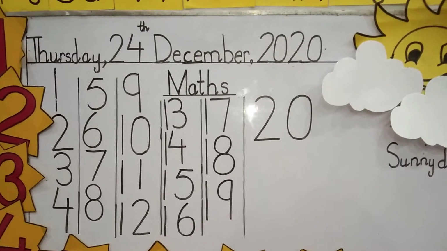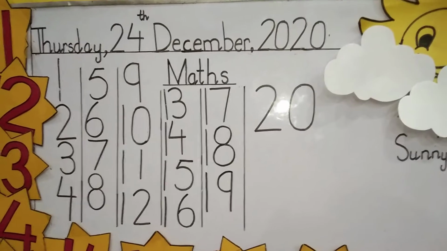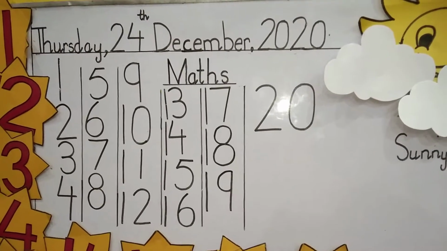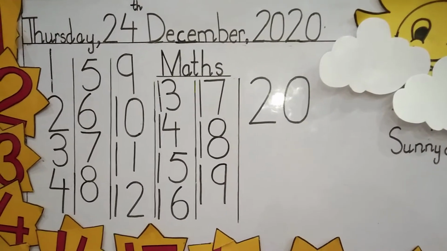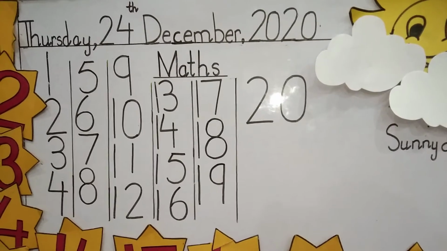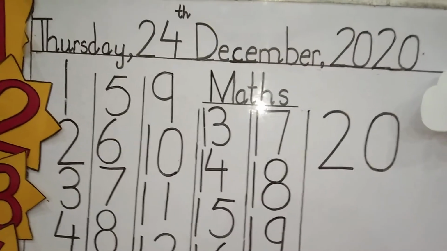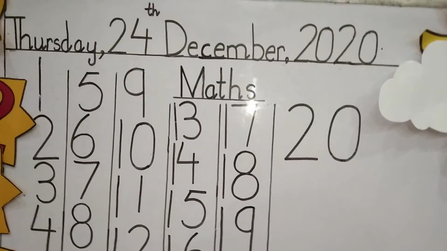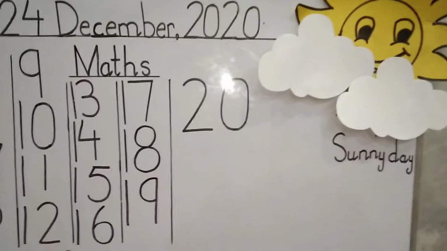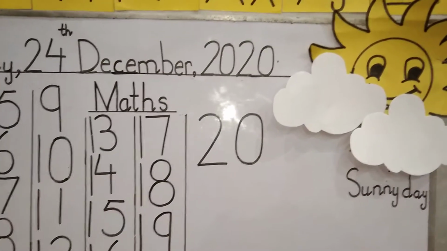Okay class, tell me, what is your day today? Firstly, tell me, how many days in a week? There are 7 days in a week. Sunday, Monday, Tuesday, Wednesday, Thursday, Friday, Saturday. And tell me, what is the day today? Today is Thursday. And which date is today? 24th of December 2020. And what is the weather like today? Sunny day. Today is a sunny day and the sun is watching you.